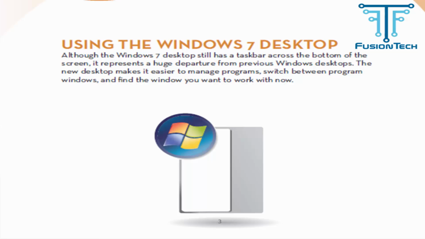Windows 7 still has a taskbar across the bottom of the screen. It represents a huge departure from previous Windows desktops. That means the new desktop makes it easier to manage programs. You can see the Windows 7 logo, and you can switch between program windows and find the new window you want to work with now.